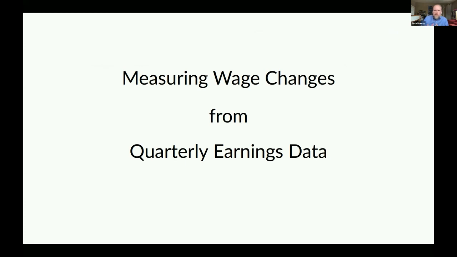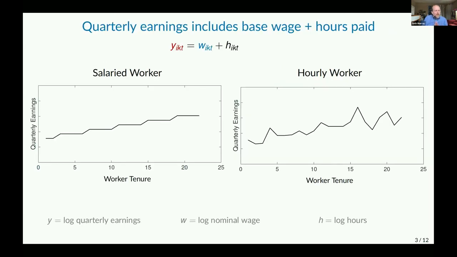To start with, it'll be useful to set the stage by considering the unobserved components that make up the observed quarterly earnings data. Here, I'm going to be showing you two representative workers, one salaried and one hourly. The x-axis indicates the quarter of the worker's tenure at a specific firm, whereas the y-axis corresponds to their quarterly earnings in each of those different quarters. Both of these workers are receiving a 3% nominal raise at an annual frequency. So that generates this stair-step pattern that you see for the salaried worker. The hourly worker also has that same underlying stair-step pattern, but because of fluctuations in the hours paid in any given quarter, it's a much noisier quarterly earnings series relative to the salaried worker.